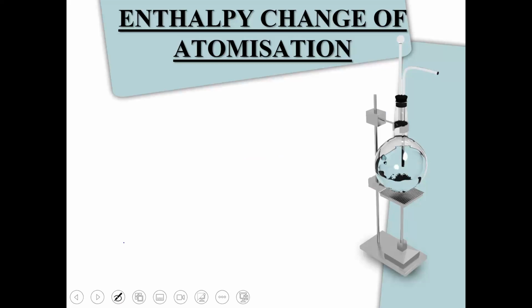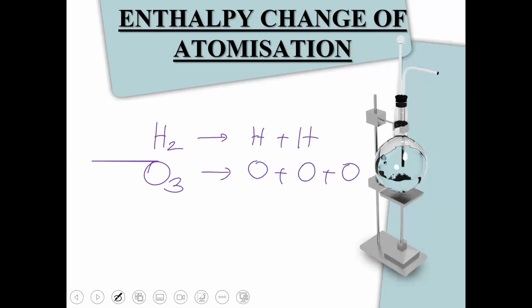Okay, what is enthalpy change of atomization? Now give a new heading, enthalpy change of atomization. What is atomization? If you break a substance, a molecule, into its individual atoms, suppose you have H2, and you break it into H plus H. You have ozone, and you break it into O plus O plus O. If you do that, this is called atomization.